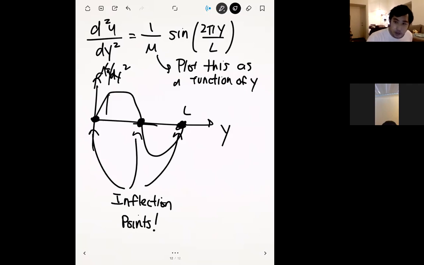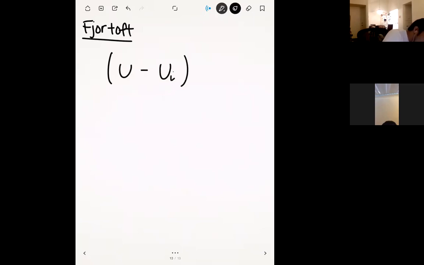Okay, so let's talk about Fjortoft's theorem. You can think of it as an extension of Rayleigh's. Fjortoft's is usually a more reliable way to determine if there's an instability or not. Okay? And there's basically just one formula that you need to know for this. So it's basically U minus UI times d squared U dy squared. And this has to be less than 0 in order for you to have an instability.